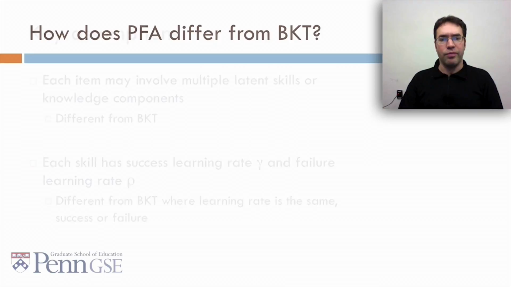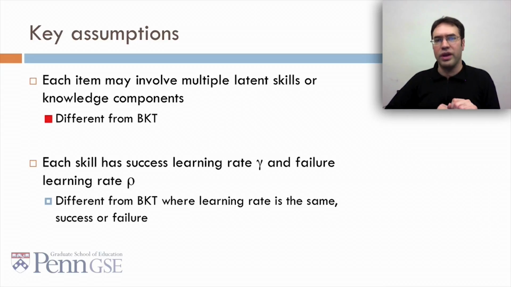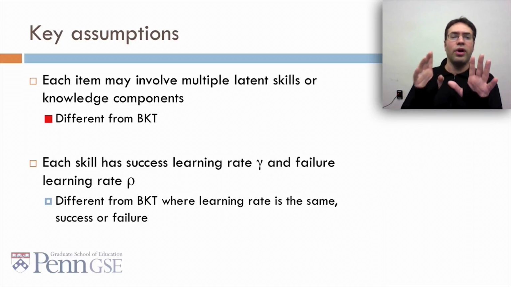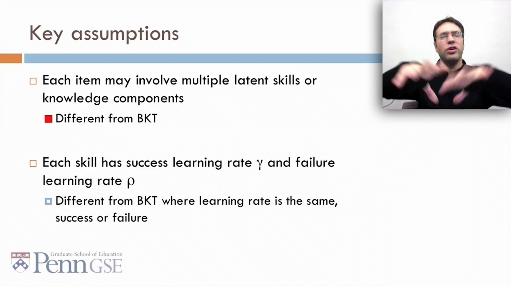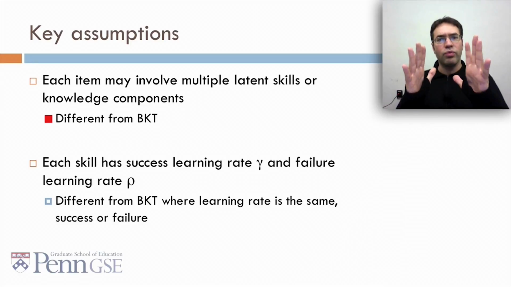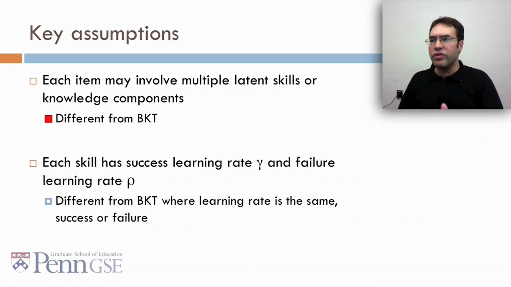How does PFA differ from BKT? Well, let's talk about its key assumptions. First of all, each item may involve multiple latent skills or knowledge components. This is a big difference from BKT. In BKT, it's the assumption that there's only one skill per item, and that means that you can only really use BKT in situations where you've designed the curriculum so there's really only kind of one relevant skill, one skill with a chance of being hard at any given time. PFA doesn't make this assumption, and so it can be used a little more widely.